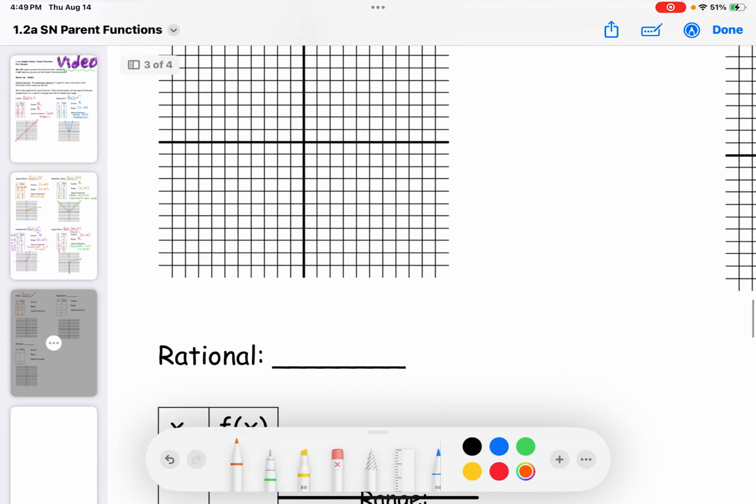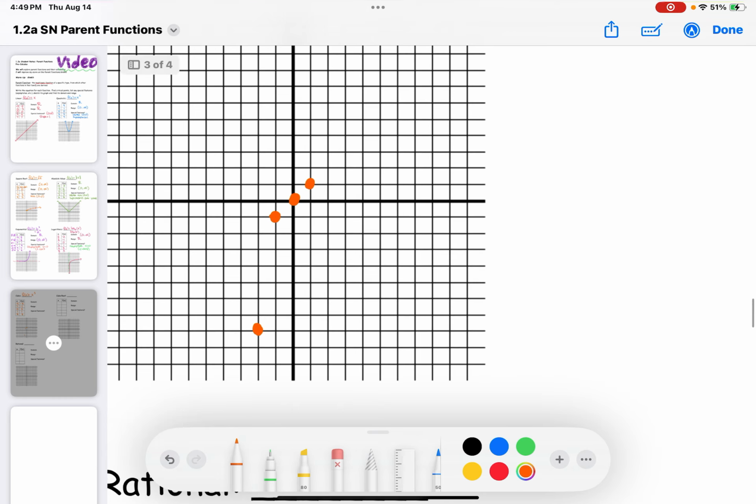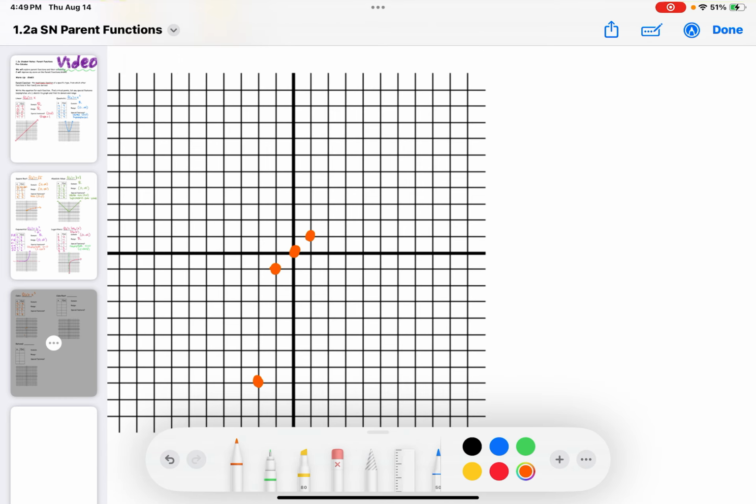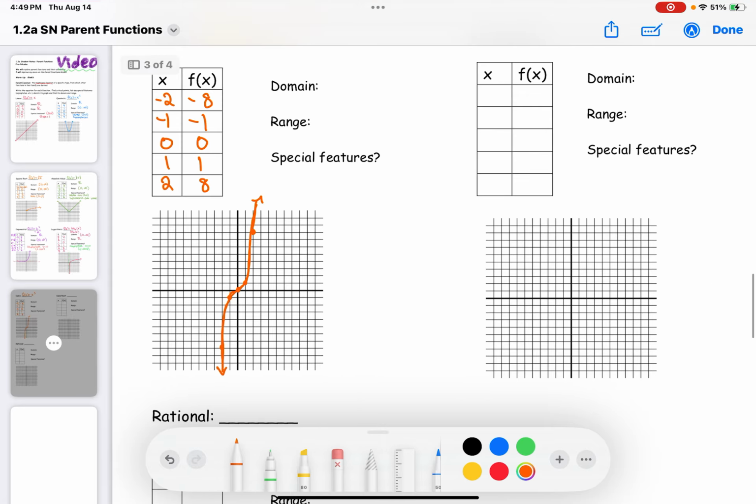So looking at our graph, -2 has a y value of -8, -1, -1, 0, 0, 1, 1, and 2, 8. So here's our function. It's going to go up, go through the origin in a zigzag, and then keep going up. And there is our cubic function.